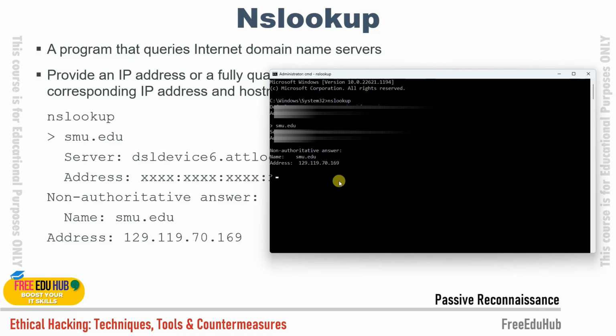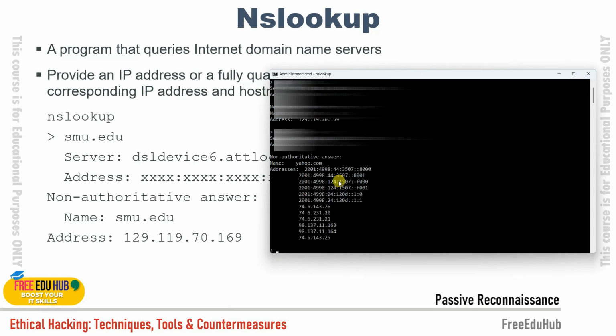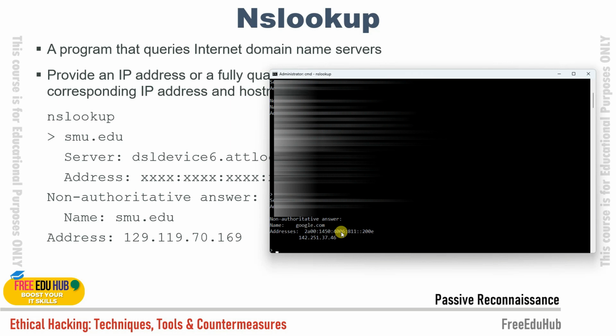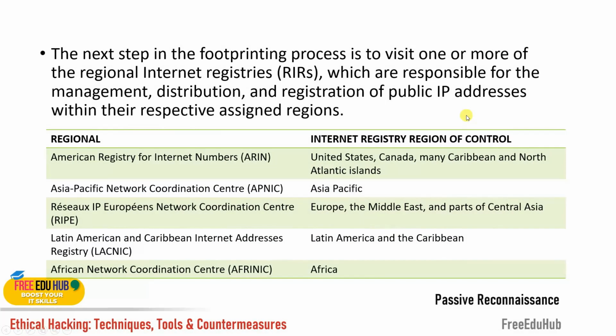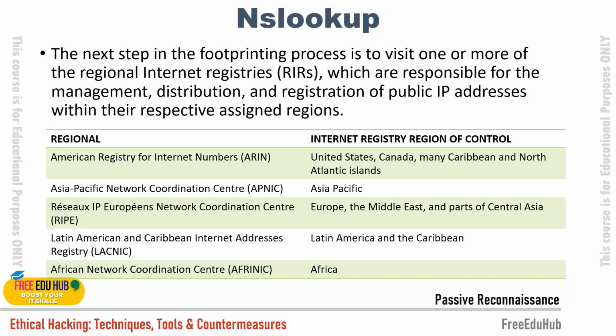If, for example, we type in yahoo.com, we'll get information related to their IPv6 addresses and the IP addresses which are used by them. If we go to google.com, we'll get some information about Google and their IP addresses as well. So that's how we use Nslookup, and we'll get all the details about their IP addresses.